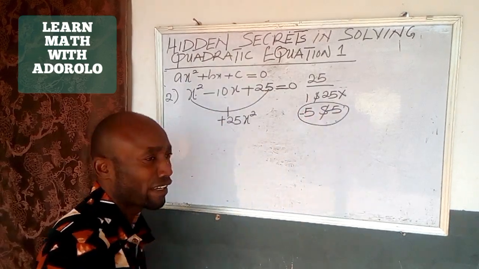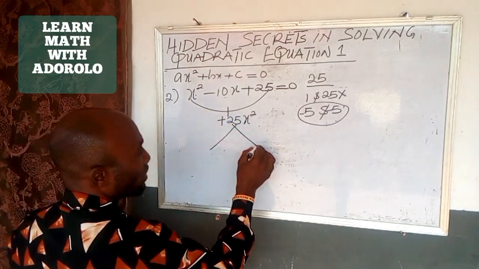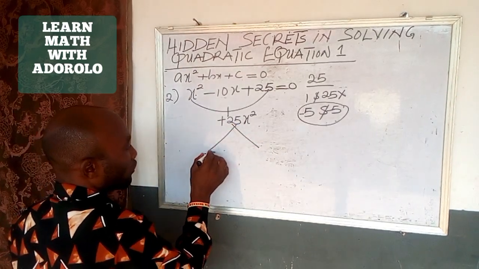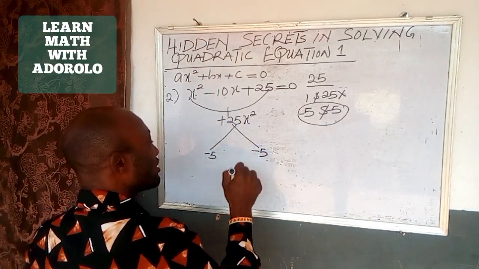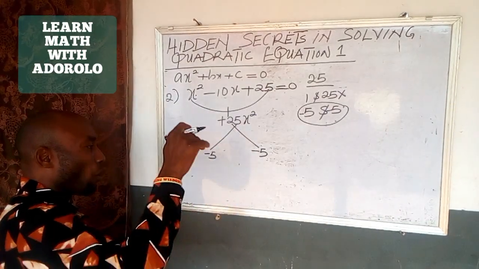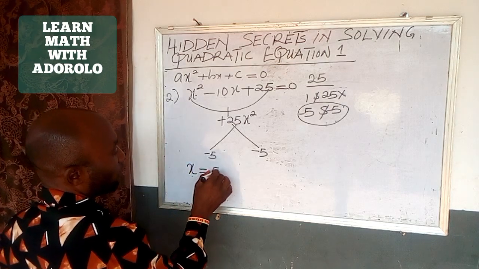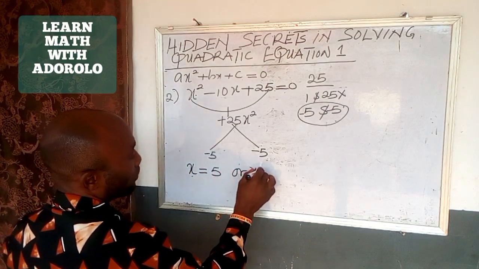You are owing somebody 5 naira, you are owing another person 5 naira. Total, you are owing 10 naira. So quickly, you arrive at your answer. Now we have minus 5, minus 5. The condition is that if the signs are the same, take the opposite of the sign. So quickly, our final answer becomes x is equal to what? Positive 5, or x is equal to what?